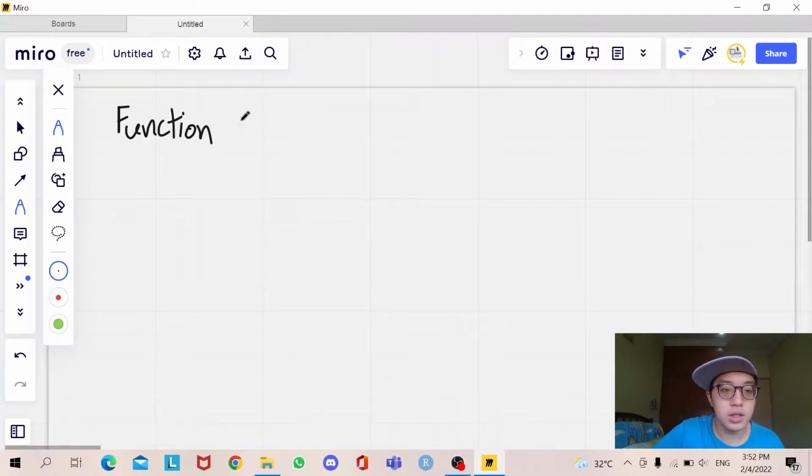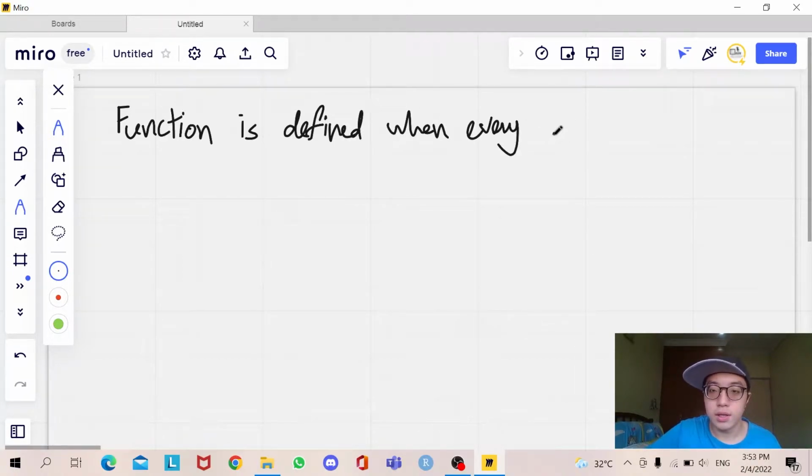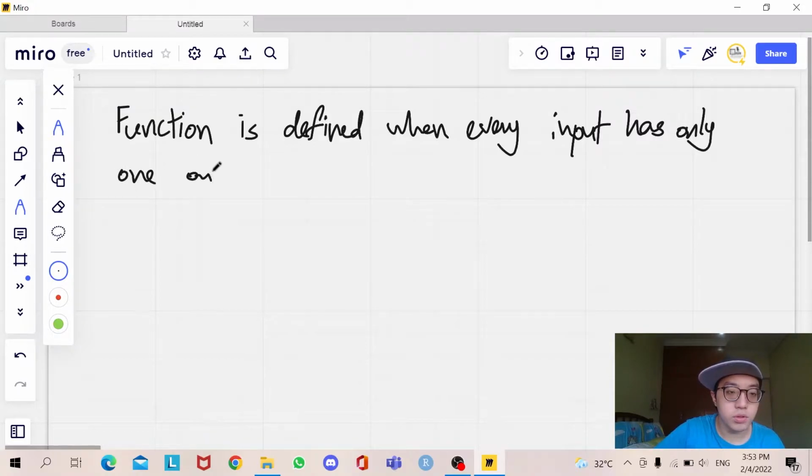A function is defined when every input has only one output. All right, so this is the first rule to be defined as a function.